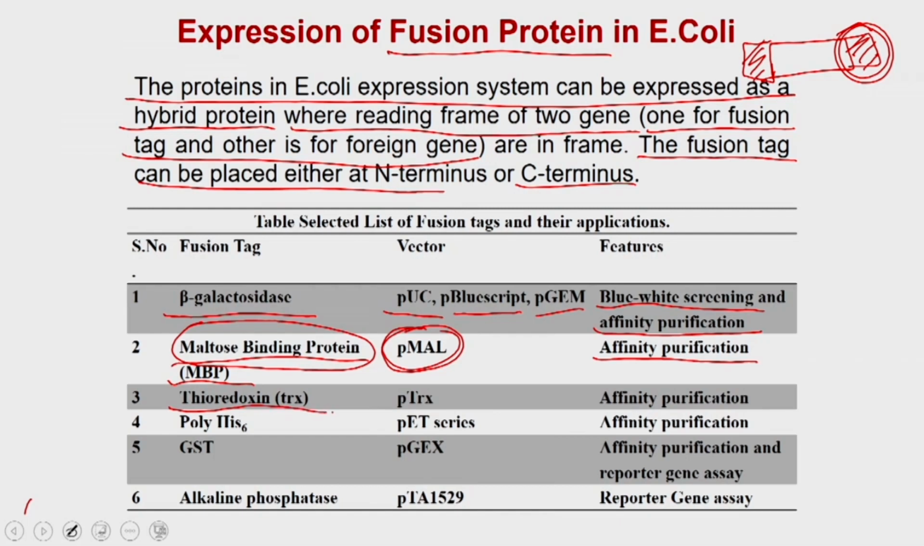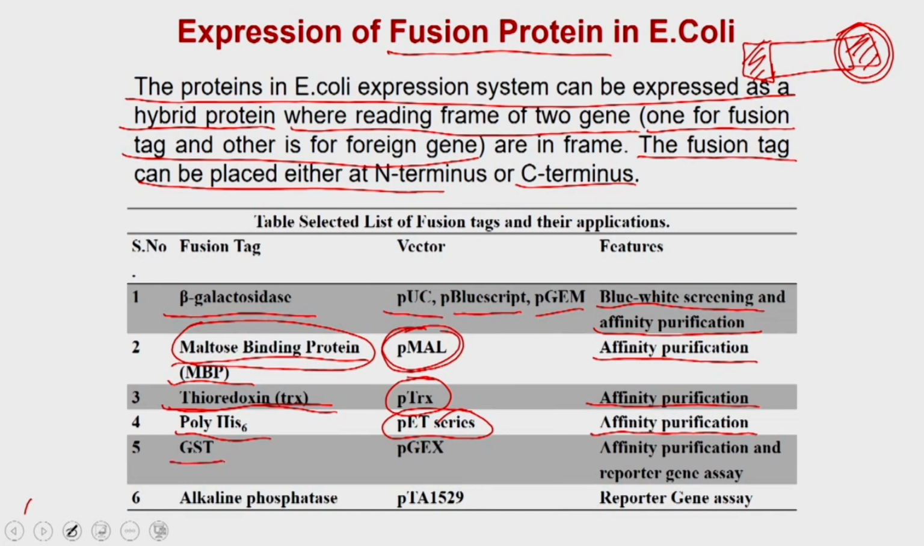Similarly, you have thioredoxin, or TRX, as a fusion tag. The vector you can use is called pTRX, and it has the advantage that you can use the thioredoxin tag in affinity chromatography. Similarly, you have the polyhistidine tag, and a couple of pET series vectors can be used for it, and you have the advantage that it can be used in affinity chromatography.